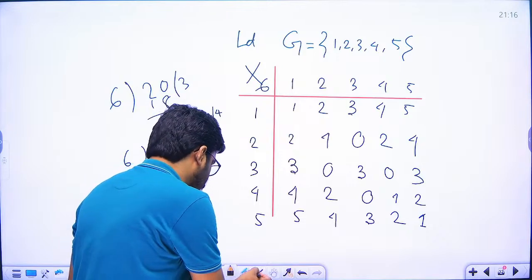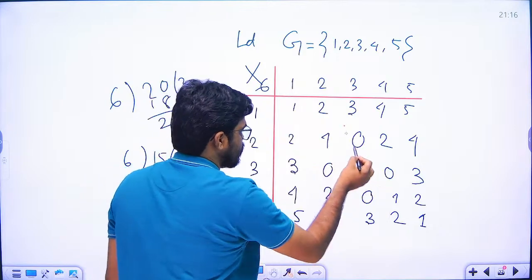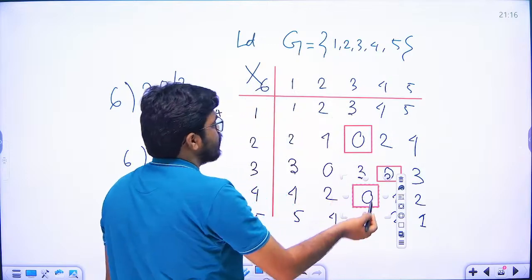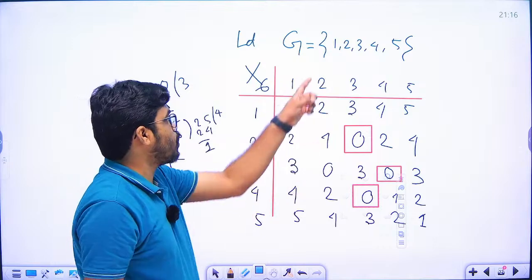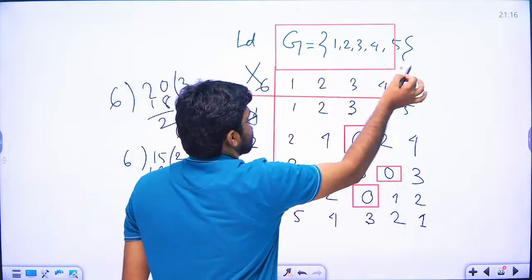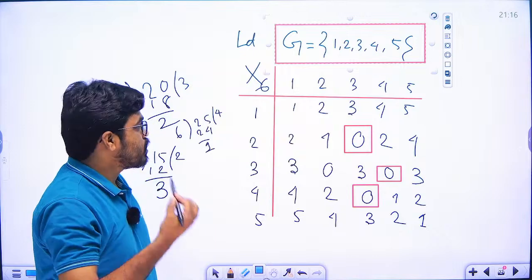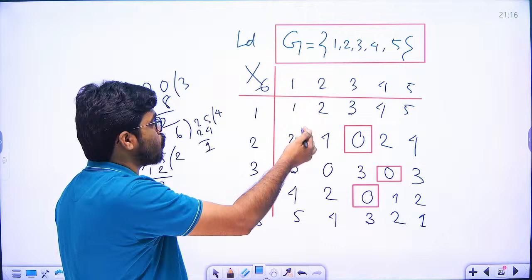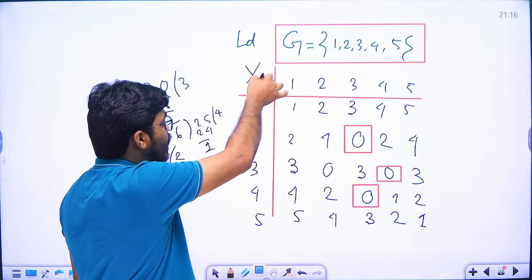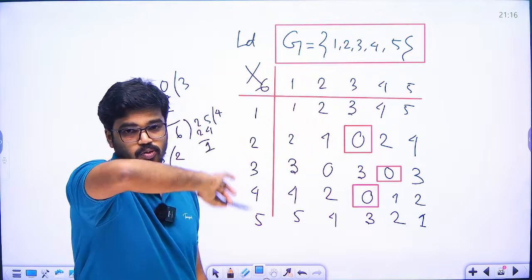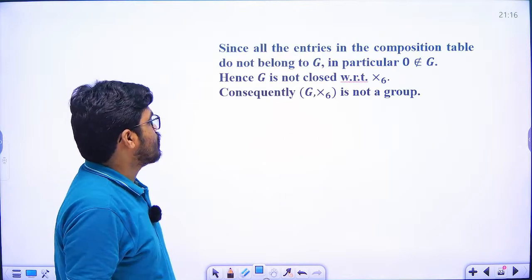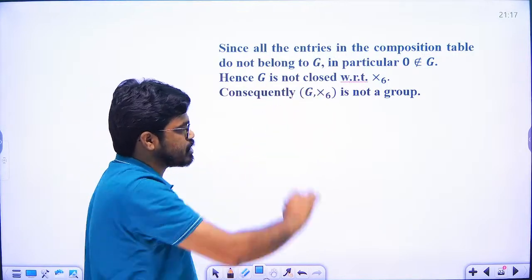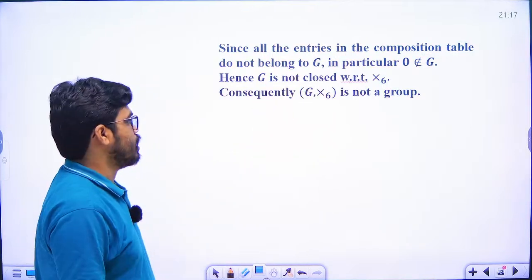So the closure property is not satisfied. 0 is the element which does not belong to this set. So we conclude that the closure property is not satisfied, that is, G is not closed with respect to multiplication modulo 6, so this is not a group. G with respect to multiplication modulo 6 is not a group.